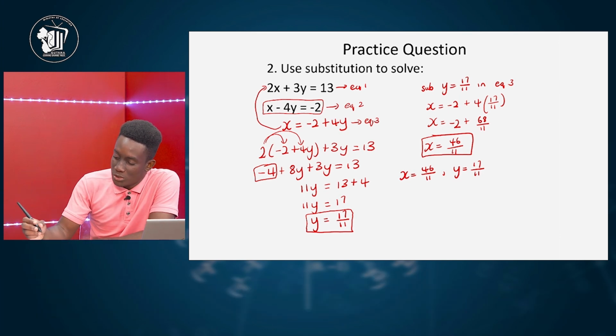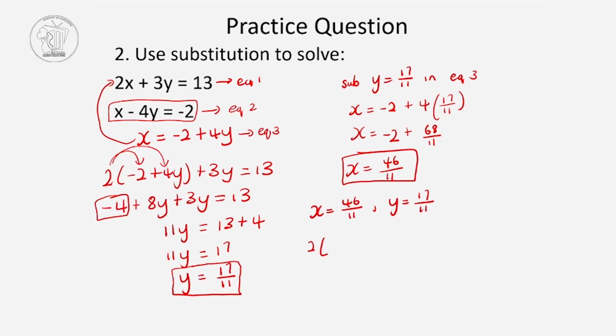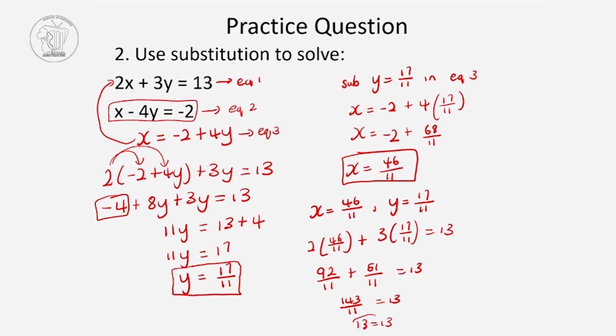So let's work it out. Let's substitute. Instead of 2 times x, we'll say 2 times 46 over 11, plus 3 times 17 over 11, is equal to 13. So 2 times 46 gives us 92 over 11, plus 3 times 17 gives us 51 over 11, and that should be equal to 13. So 92 plus 51 gives us 143 over 11. That should be equal to 13. And 143 divided by 11 gives us 13 is equal to 13. So that checks out and our answer is correct.